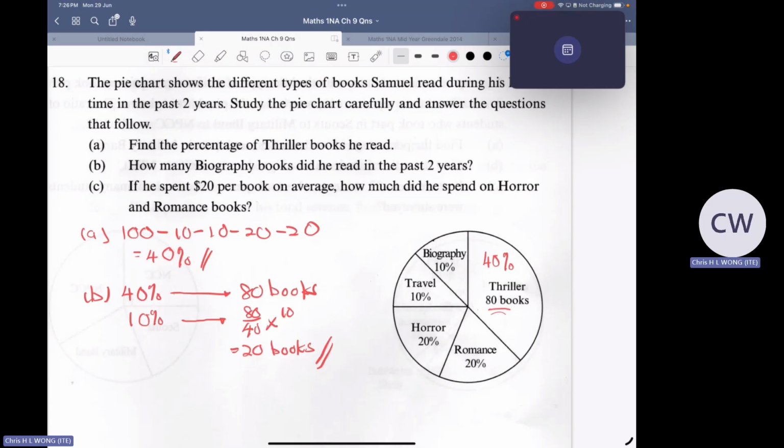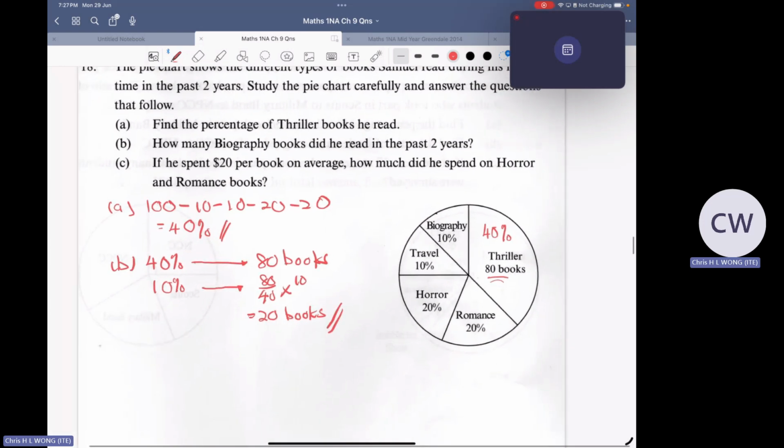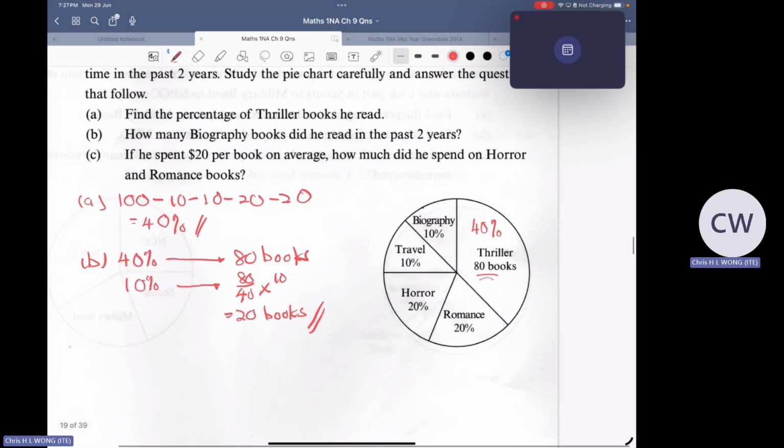How do you find it? Use the relation. You can use many relations. You can use the relation of 80 is to 40, or you can use 10 is to 20. So how many books is this 20%? 10% is 20 books. This is 80 books, this is 20 books. Easy for me. So I write down, first of all, biography, 20 books.